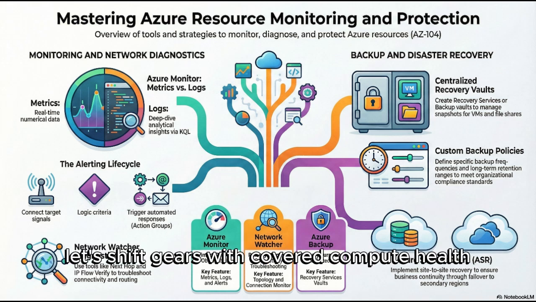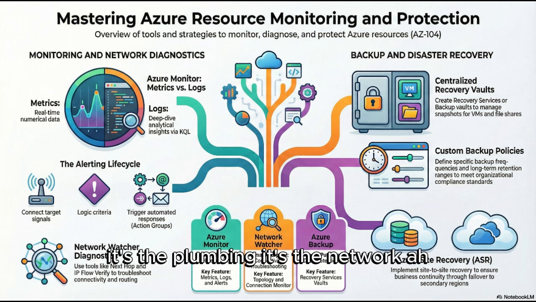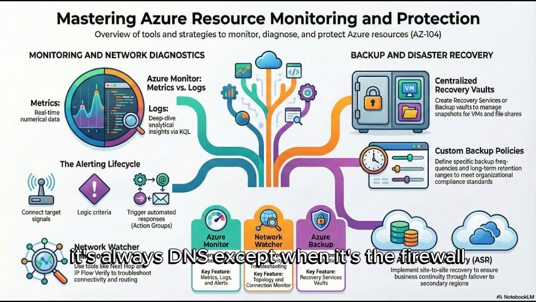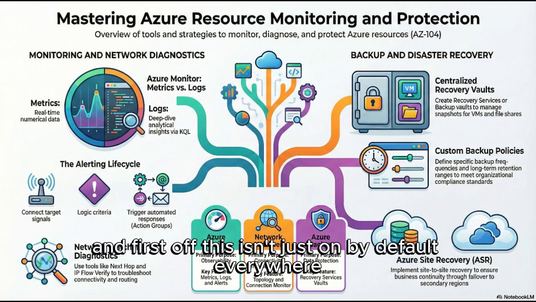Okay, let's shift gears. We've covered compute health, but so often the problem isn't the server, it's the plumbing, it's the network. Ah, the old saying, it's always DNS. Except when it's the firewall. Except when it's the firewall, yes. This brings us to Network Watcher. And first off, this isn't just on by default everywhere, is it?